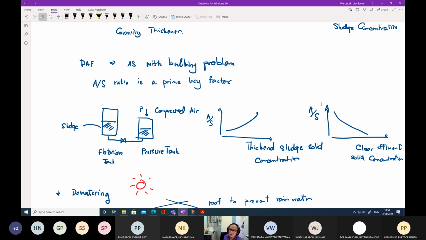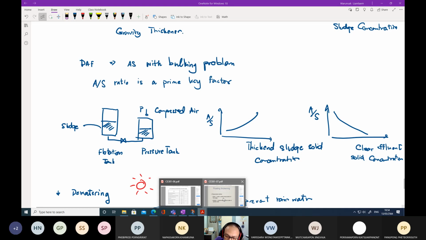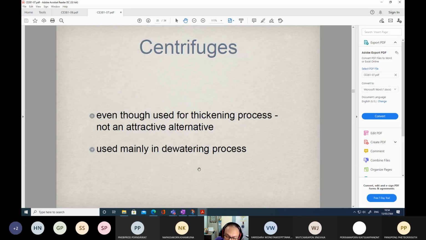It means that we can just apply the air, but the air applied must correspond with the concentrations of the solids inside the water.